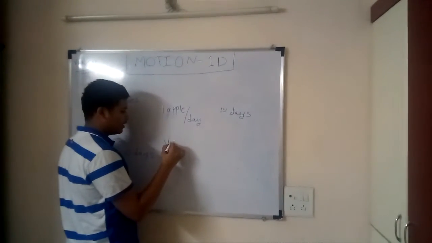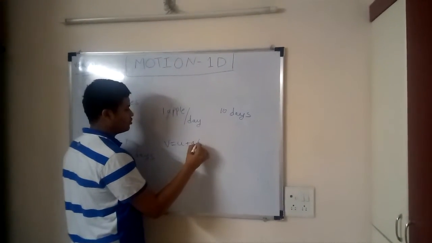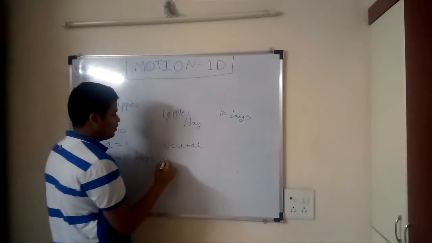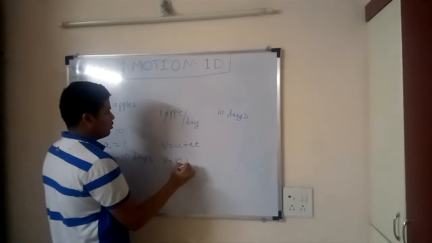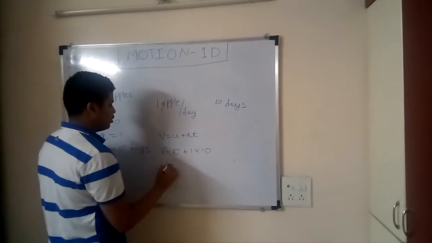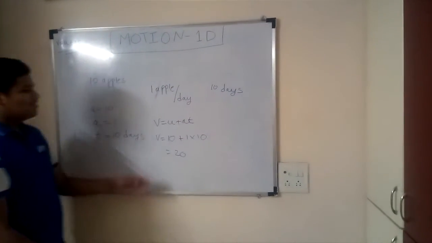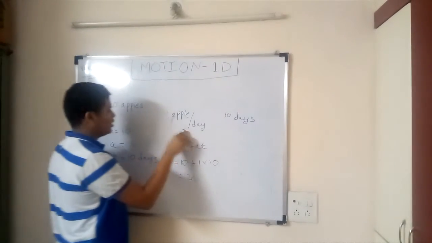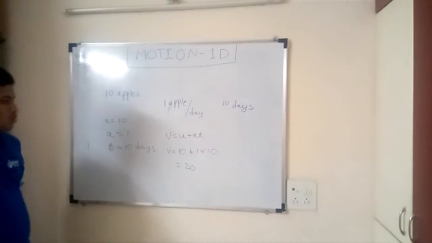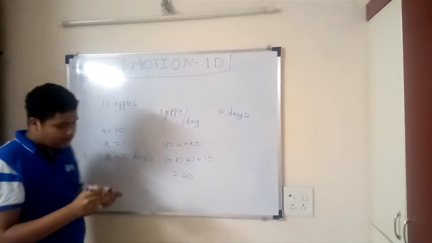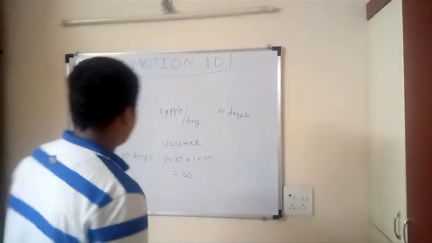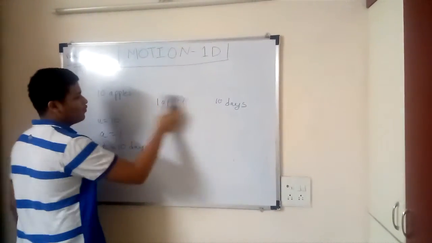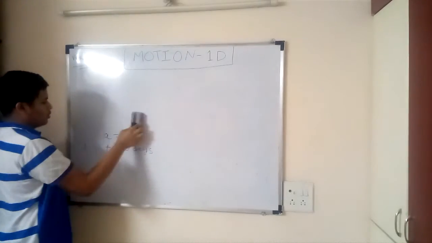So I will calculate it like this: v is equal to u plus at, by using this formula. We will check if we get it correct or not. 10 plus 1 into 10 equals 20. It's easy maths. One apple per day, 10 days, and I have initial 10, so 10 plus 10, 20. So by this, Newton derived this equation, and this one is the basic one, and it forms the base of everything.